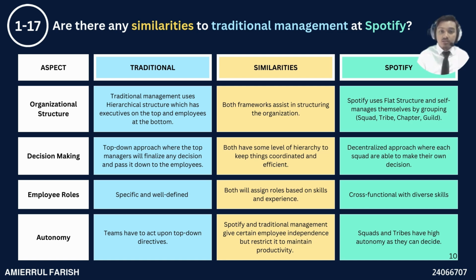In organizational structure, the similarity is that both frameworks assist in structuring the organization. And then we have decision making, where the similarity is that both have the same level of hierarchy to keep things coordinated and efficient. And then for employee roles, both share the same similarity, which is both will assign roles based on skill and expertise. And then autonomy. So the similarity is Spotify and traditional management give certain employee independence but restrict it to maintain productivity.